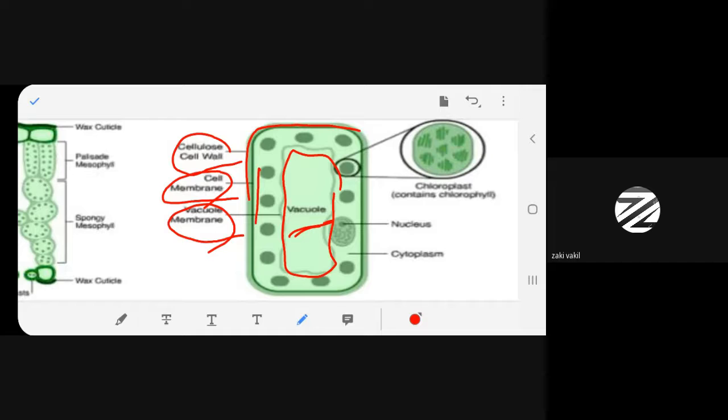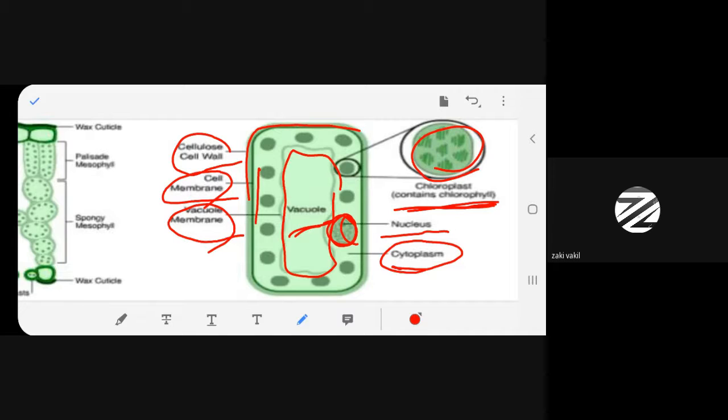The main controlling factor is the nucleus, which is the headmaster of the cell. It is green colored because the plant cell is green colored. Why? Because of the chlorophyll. We have a chloroplast which has chlorophyll pigment, so it is green in color. All these organelles, the vacuole, the nucleus, the chloroplast, are floating in the cytoplasm.